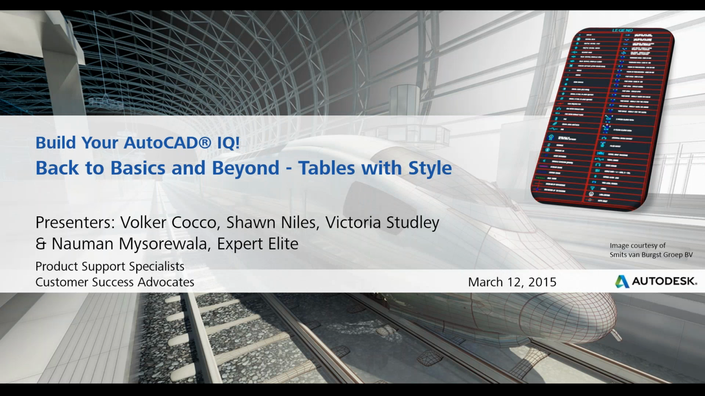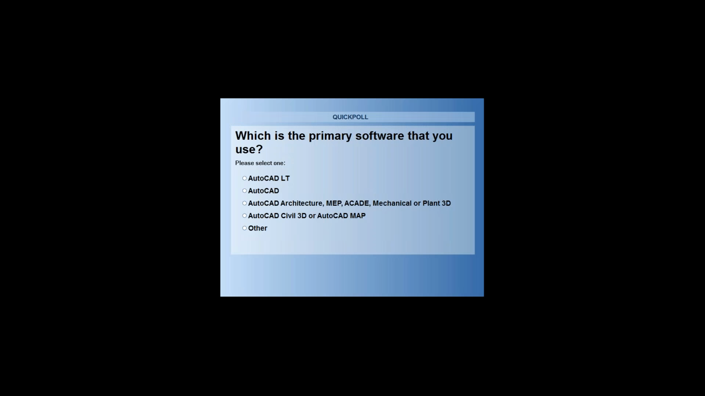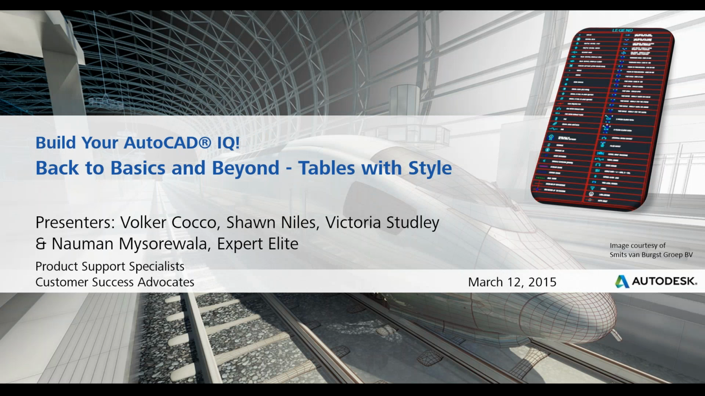Okay, and then the third one here, we'd also like to know which is the primary software that you use. AutoCAD LT, AutoCAD, one of our verticals, architecture, MEP, Civil 3D. Okay, well, looks like we've got a pretty good mix there of AutoCAD and AutoCAD LT. A few less of the verticals. Yeah, what do you think, Volker? That is great. Great information.